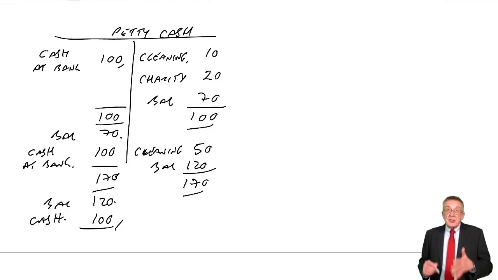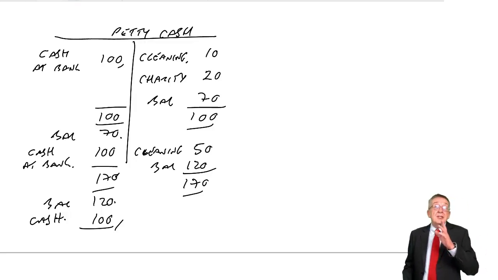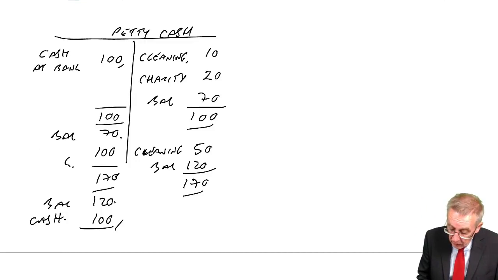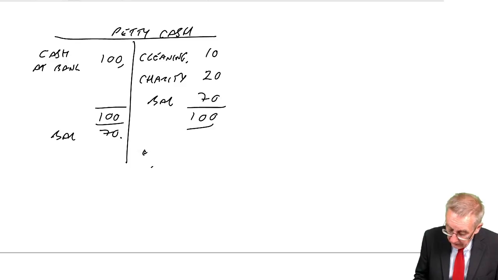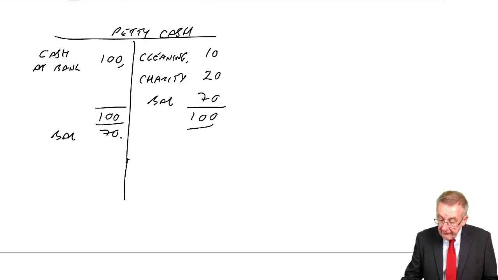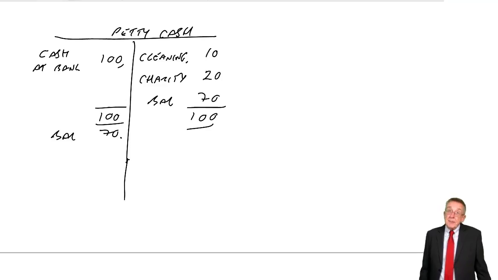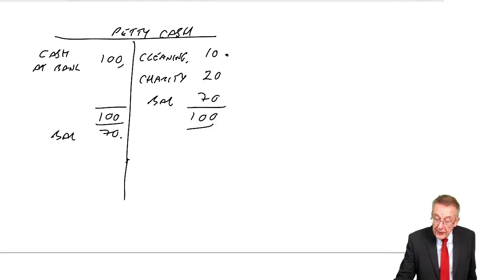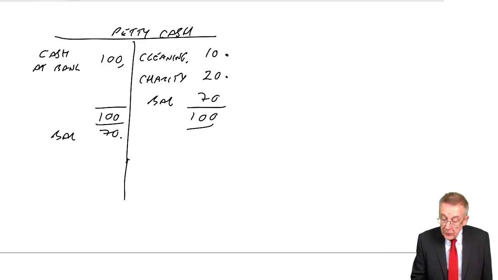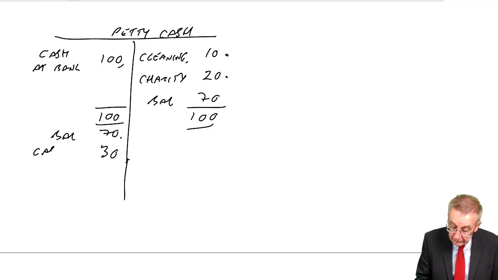Now, that might seem such a stupid thing to happen, but it does happen, and the solution is really easy. What should happen is this. The first week, they spent 30, there's 70 left. They come to me and say, can we have more petty cash? And I say, show me what you've spent. Bring the receipts. And they say, we've spent 30. And I say, fine, you can have another 30. And there's now 100.